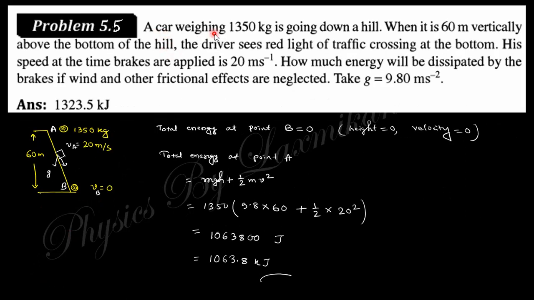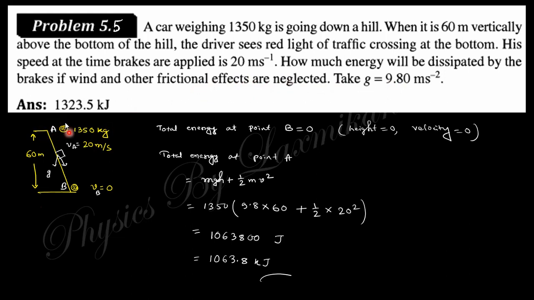This says a car weighing 1350 kg is going down a hill. So this is the car, and it is going down a hill. It is 60 meter vertically above the bottom of the hill, and the driver sees a red signal at a traffic crossing at the bottom. So he brakes, since there is a red signal. His speed at the time the brake is applied is 20 meter per second. How much energy will be dissipated by the brake if wind and other frictional effects are neglected? g equals like that.